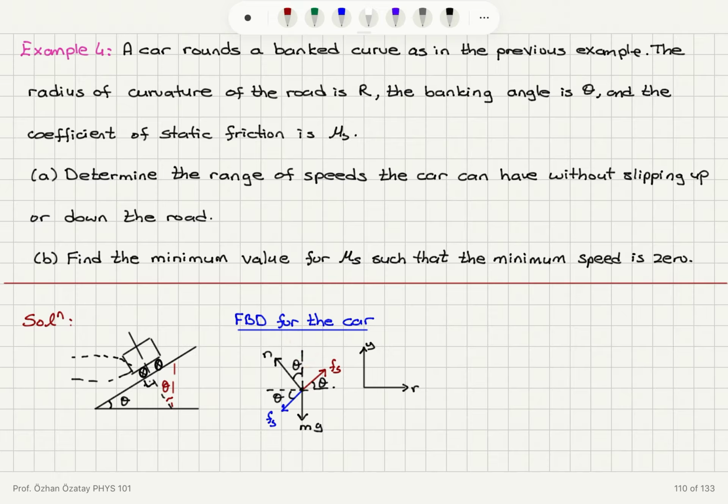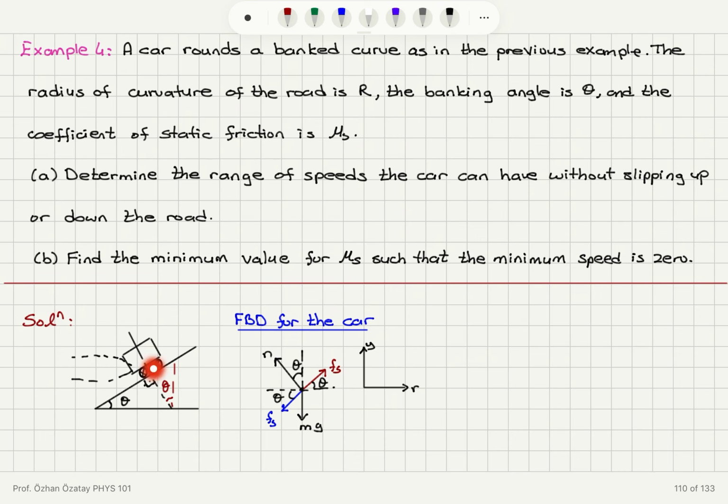So that is the same thing. Now we have the weight mg that is pointing down. Now the car can slide up or down on this inclined plane. So we have a static friction that can point either up if the car is trying to slide down, or down if the car is trying to slide up. So we can draw two different scenarios here.